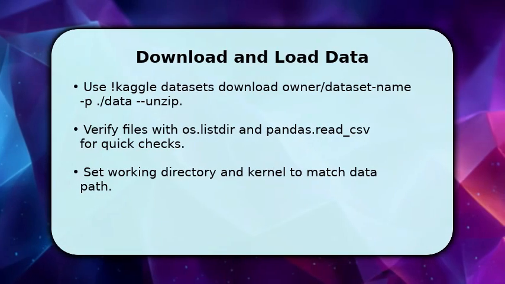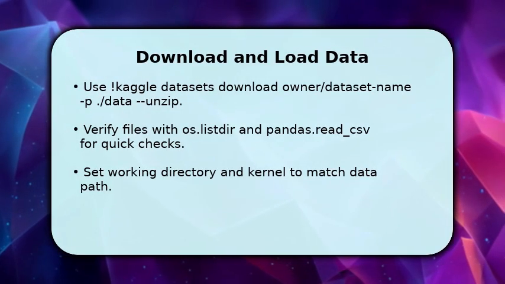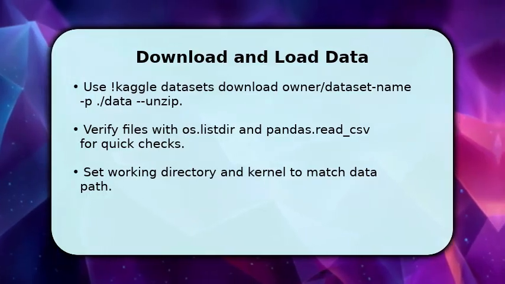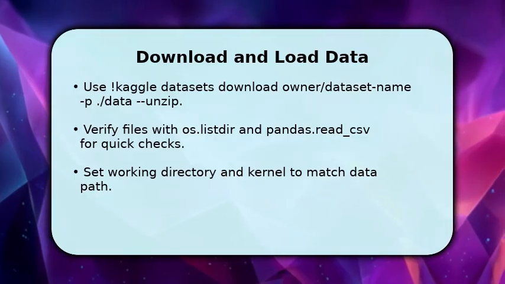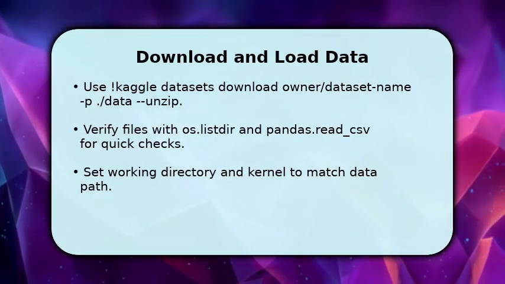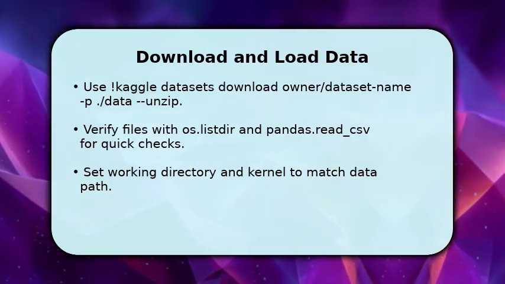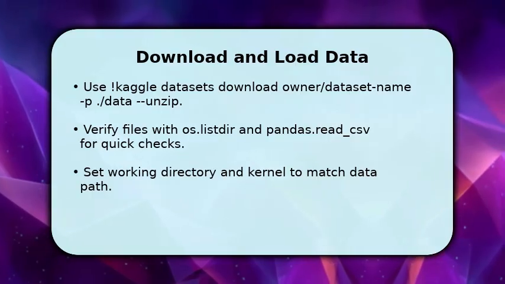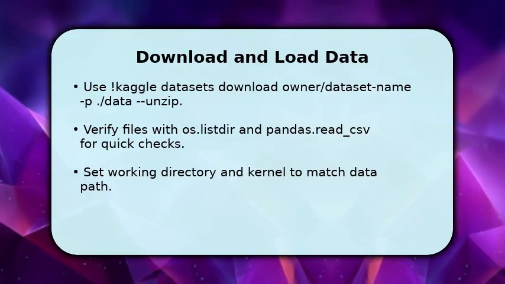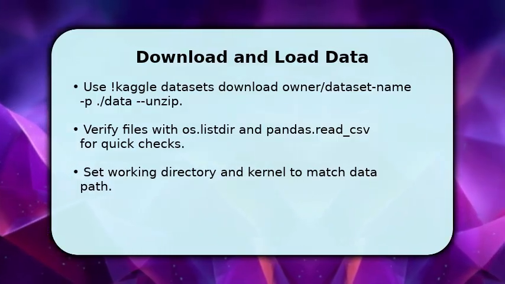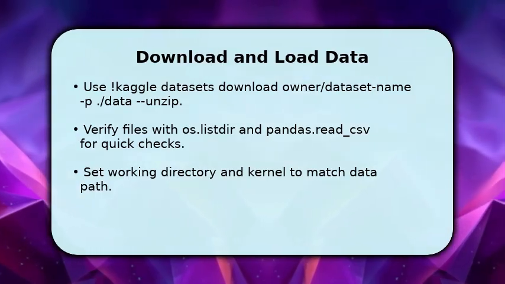Now download the dataset from Kaggle directly into your notebook environment using the Kaggle CLI, prefix commands with an exclamation mark for notebook cells. Once files are present, list the directory and inspect a sample with pandas. Read CSV to confirm structure and encoding. Make sure your notebook's working directory and kernel environment match where you installed Kaggle and saved files, otherwise imports fail. If data is large, stream or load in chunks to avoid memory spikes and keep processing responsive.